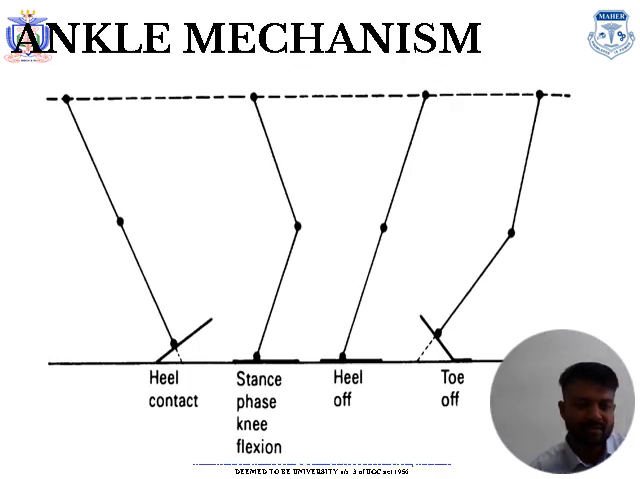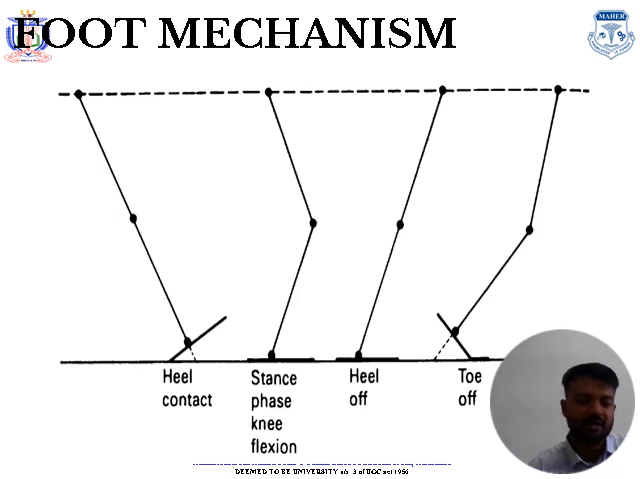Ankle mechanism is also the same, where the ankle will be on the ground in two phases and off the ground in two phases. In the center two phases, the ankle is on the ground. In the first and the last, the ankle is off the ground. Foot mechanism is also the same. In the center two phases, the foot will be fully flat on the ground. In the first and the last, the foot will be partially on the ground. These are the different mechanisms to find out whether the gait is altered or not.